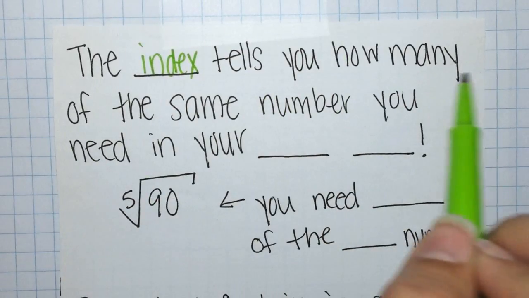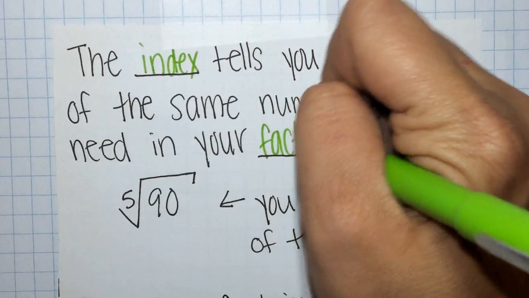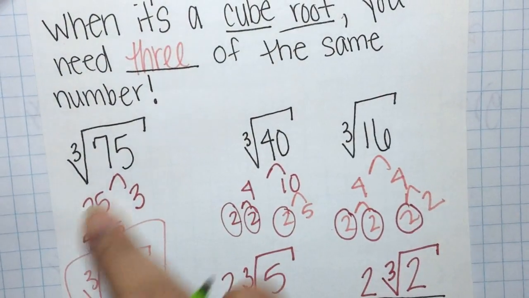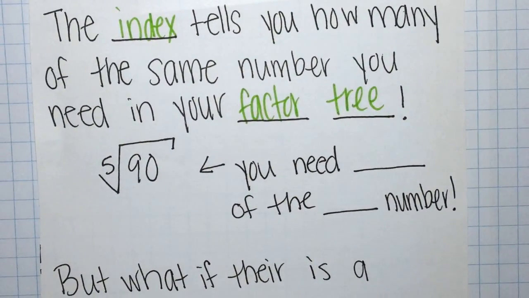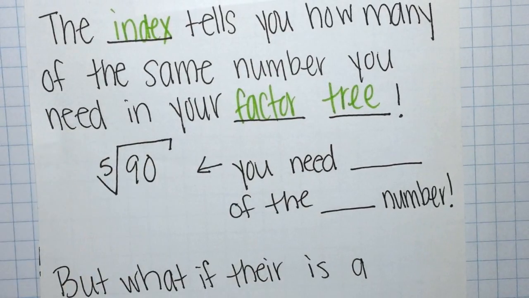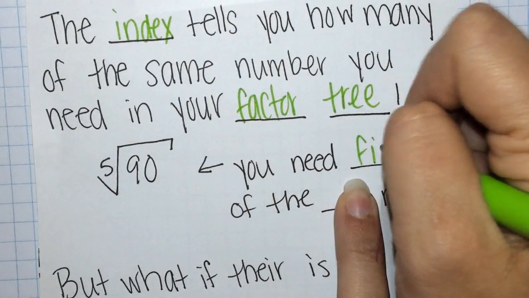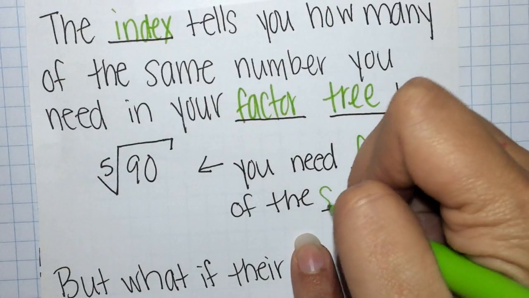The index tells you how many of the same number you need in your factor tree. That's what those little things we're breaking down are called. These are called factor trees because we're dividing and getting our multiples. Does everybody understand? You've heard of that since like the 3rd grade. Now, for the 5th root of 90, how many of the same number do you need? You need 5 of the same number. Good. Take a point, Bryn.